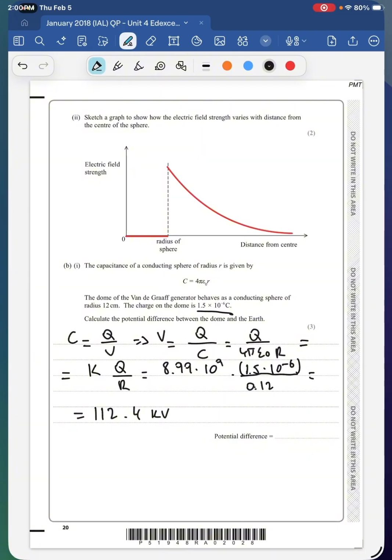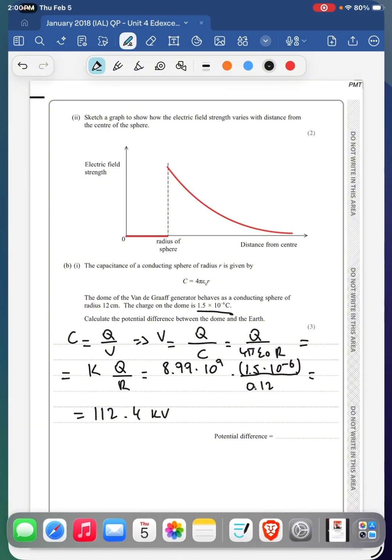And the voltage ends up 112.4 kilovolts. Fun fact, one of President Trump's ancestors, maybe a great-grandfather or something like that, was involved, I think, in the Van de Graaff generator. Or maybe I'm mistaken. Let's check.